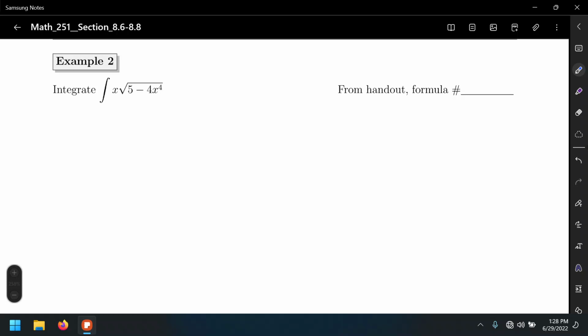So my advice here, every time you have radicals with pluses and minuses, it would be a good idea to write this as something squared minus another something squared, because something that we may see in these formulas, we have those forms essentially. So let me rewrite the integral. Let's write it as x times the square root of quantity squared minus quantity squared. And those quantities are the number whose square is 5, that's root of 5, and the quantity whose square is 4x to the 4th. How about 2x squared?